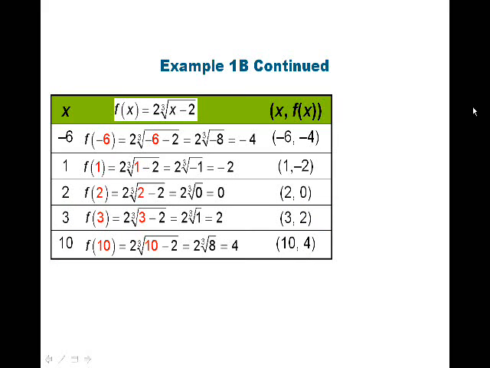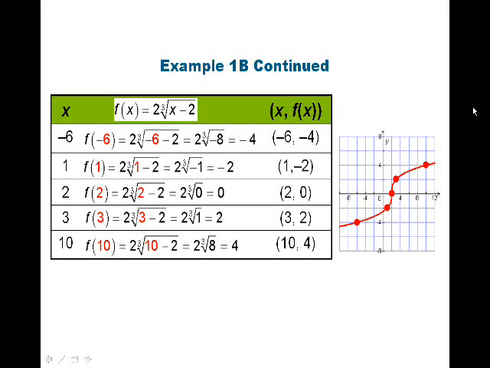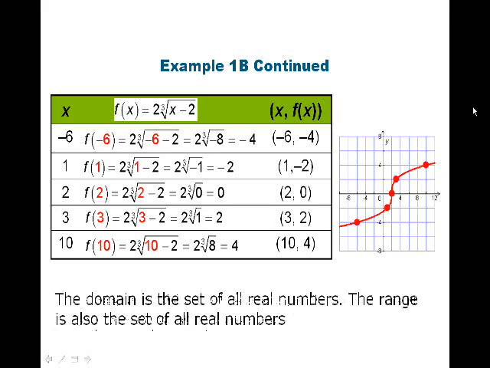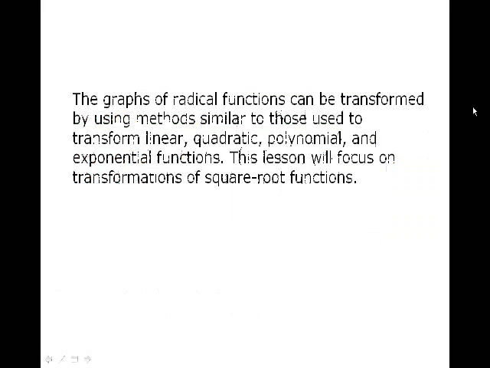So here we've chosen negative 6, 1, 2, 3, and 10. And you can choose whichever points you like, just enough so that you can see the shape of the entire graph, which you can see here on the right-hand side of the screen. The domain is the set of all real numbers, and the range is also the set of all real numbers.